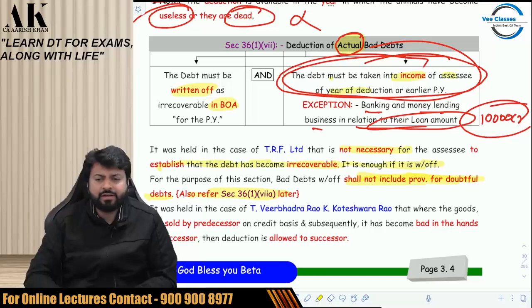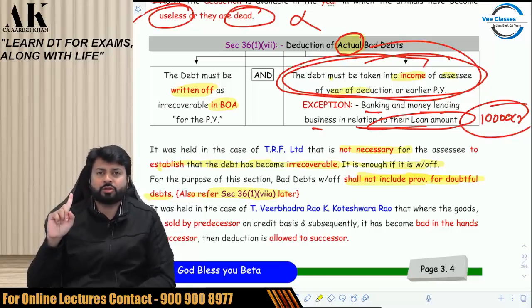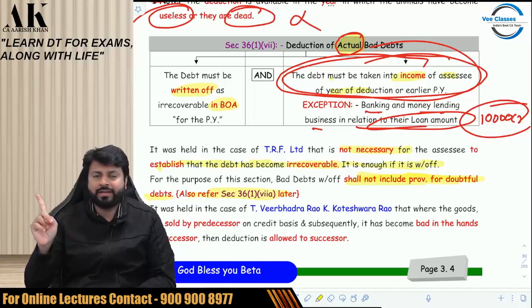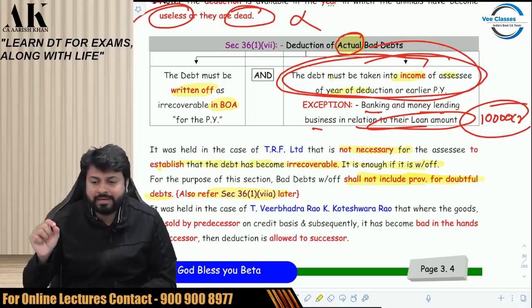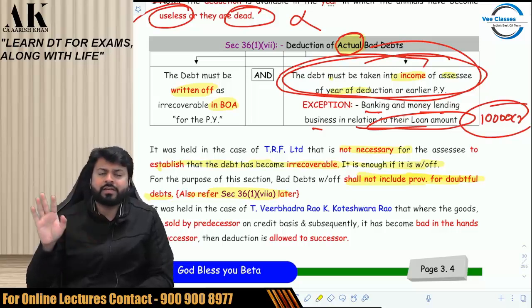So now, what all things have I said so far? To claim bad debts, what am I supposed to do? First of all, the debt has to be actual. Secondly, you have to write off the debt in the books of accounts, and thirdly, you have to take it into income earlier. For the banking industry, the loan amount was not taken into income earlier. It is well and fine, because for them the loan amount never formed part of income, but that also became bad along with the interest income, right? Then comes, it is not necessary to prove that your debt has become bad. You have to just write it off. That's it. Then provision for bad debts is not allowed as deduction.